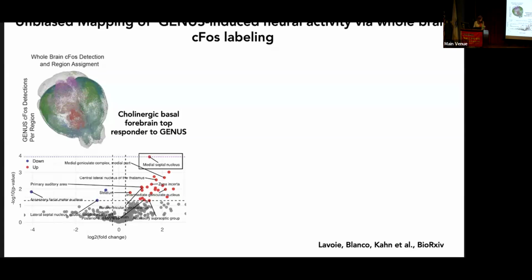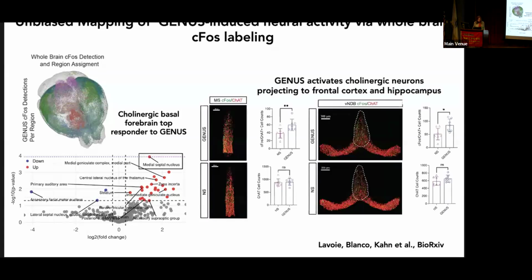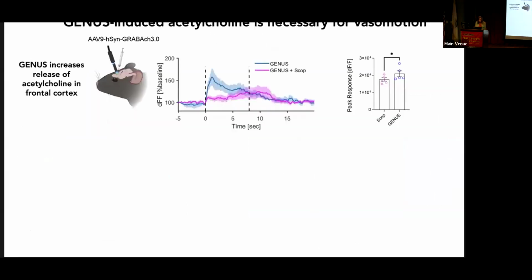After all of this work, we found that one of the brain regions that showed the highest level of c-Fos positive cells compared to non-stimulated animals is the medial septum nucleus. This is part of the basal forebrain housing the cholinergic neurons. Multiple regions in the basal forebrain, such as the medial septum, show increased c-Fos positive cells, and the vertical diagonal band of Broca also shows increased c-Fos positive cells. These neurons can project to the hippocampus and multiple cortical regions.